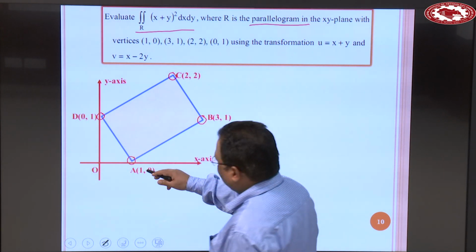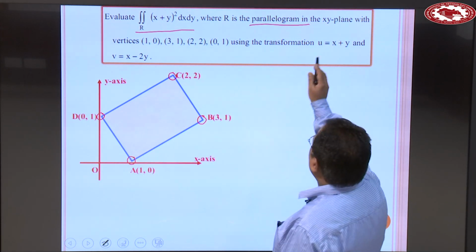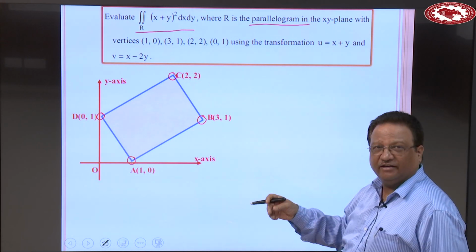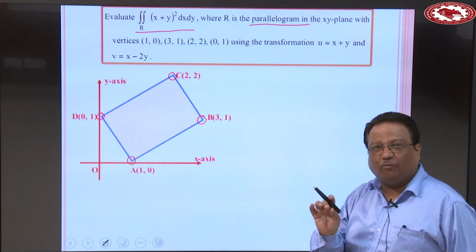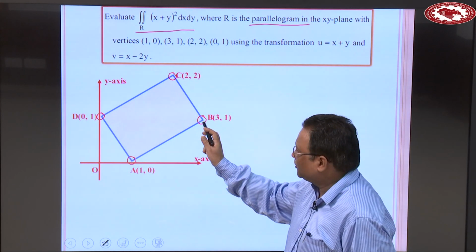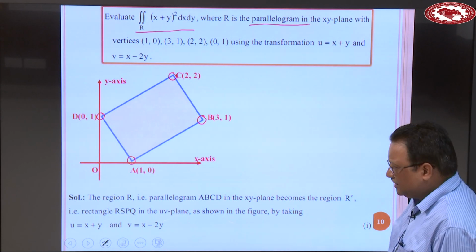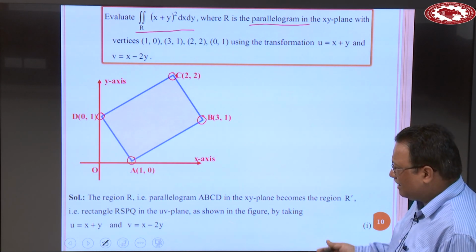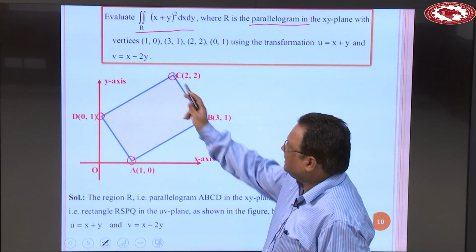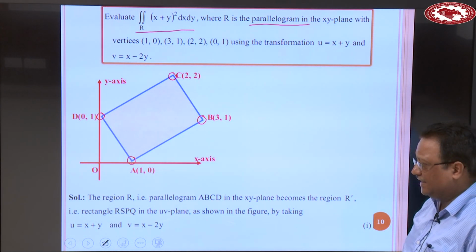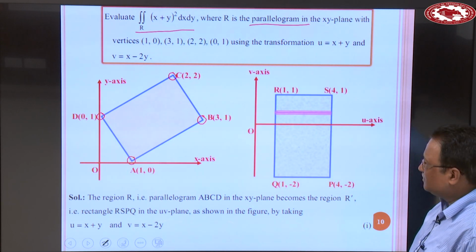And from this, at every point calculate the value of u and v, so that in the uv plane locate the points corresponding to this, and this. So the region R, that is a parallelogram ABCD in the xy plane, becomes the region R dash, that is rectangular RSPQ.